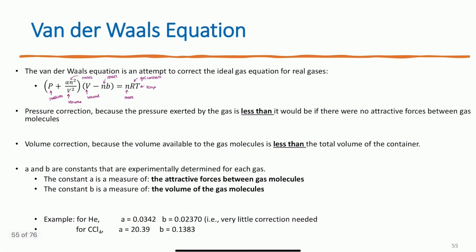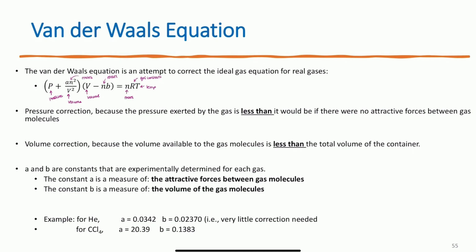Okay. So the pressure correction, where I've got pressure plus a n squared over V squared, is applied because the pressure exerted by the gases is less than it would be if there were no attractive forces between the molecules themselves. Because of those attractive forces, they're holding together not really as individual particles anymore, but kind of as an agglomerate of particles. So the true pressure of the system is less than it ideally would be. So we need to correct for that difference.